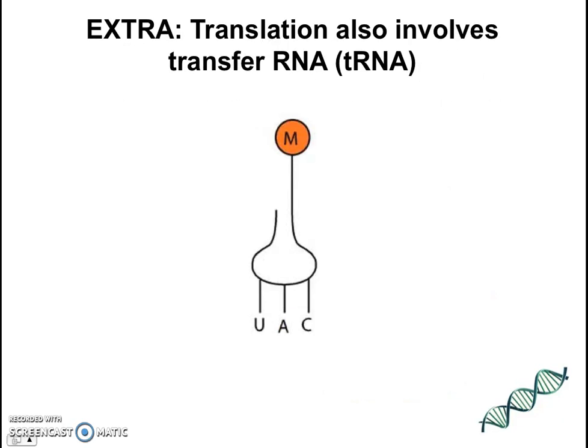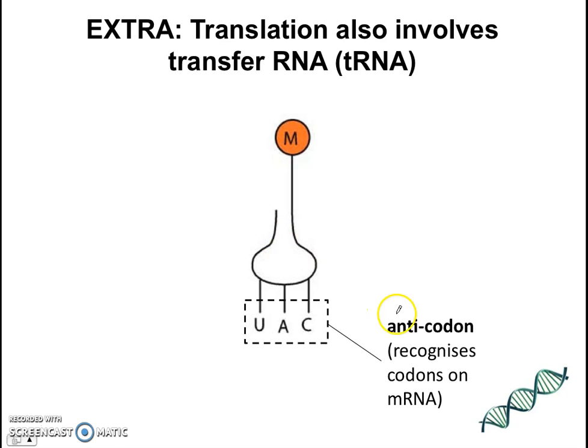Alright, a further piece of information is that translation, besides the mRNA and ribosome, also involves tRNA. tRNA stands for transfer RNA. And the function of transfer RNA is to transfer amino acids to the ribosome. In order to do that function, the tRNA has a very interesting structure. It's kind of T-shaped. It has, at the bottom, an anticodon. And this anticodon is used to recognize codons in the mRNA.